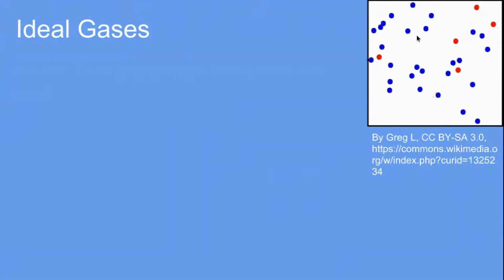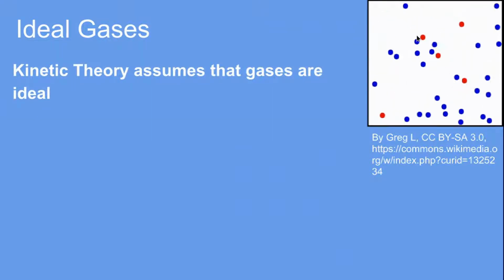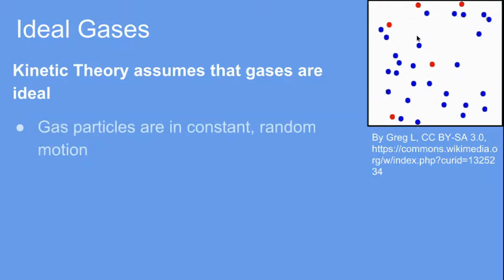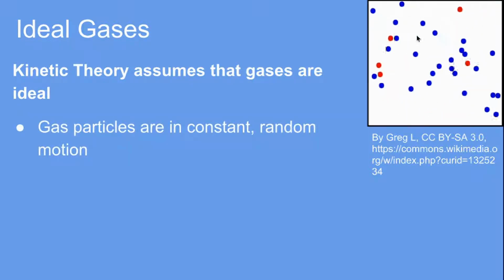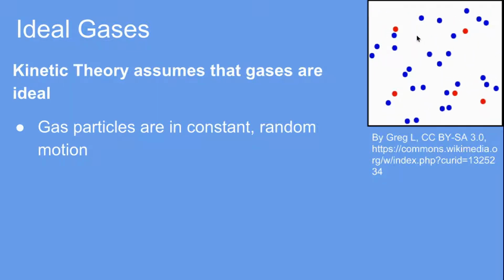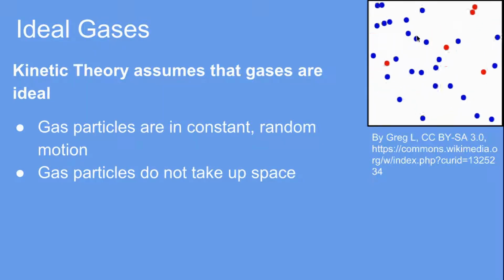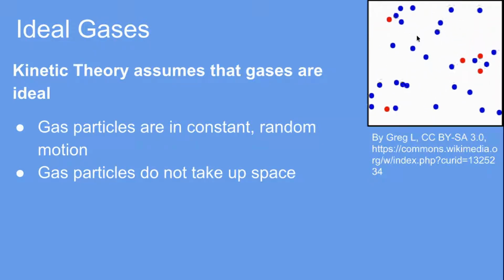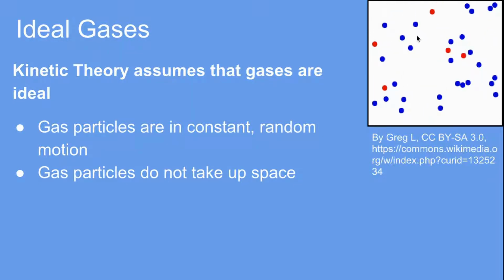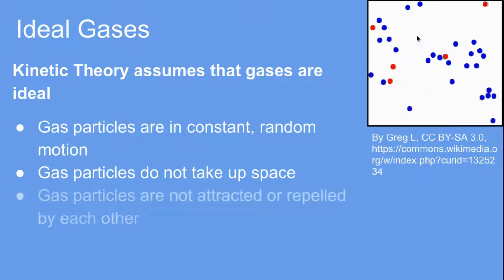Now, when we're talking about the gas laws and the kinetic theory, we make some assumptions about these gases, and we call them ideal gases. What this means is that our gas particles are always in constant, random motion. They don't have an agenda, they just kind of do their own thing. Also, we talk about these gas particles as not taking up any space. We just consider them as being points, so we don't have large molecules and small molecules. We just have molecules that don't really take up any space.